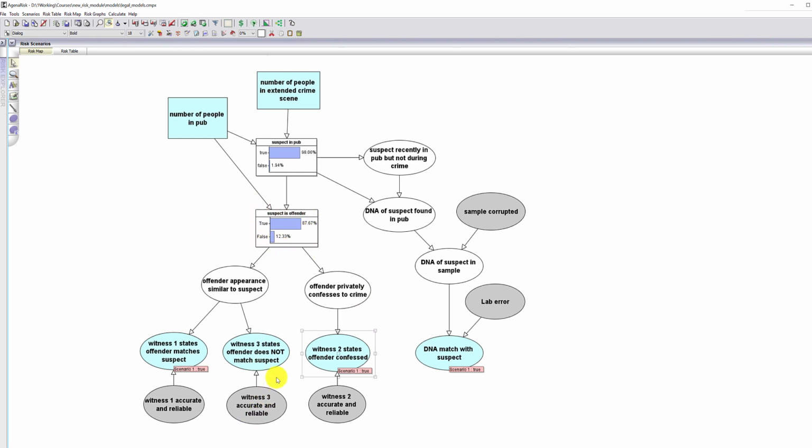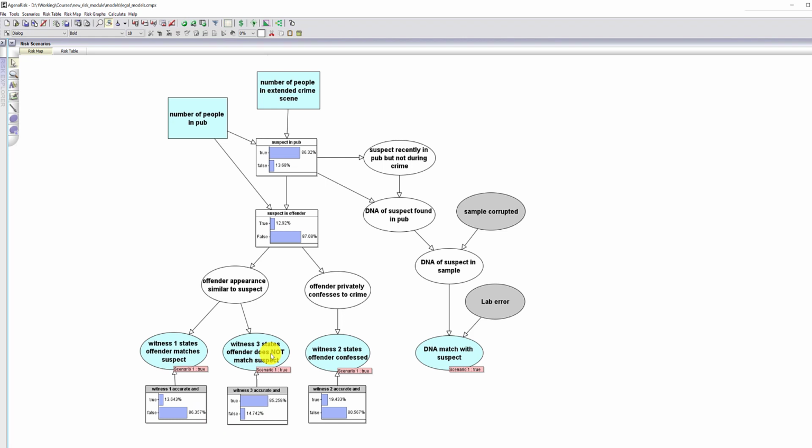However, a single contradictory eyewitness says that the offender does not look like the person who committed the crime. And that single contradictory evidence suggests that the offender is unlikely to be guilty. And we can actually see what it's done to the witness reliability.